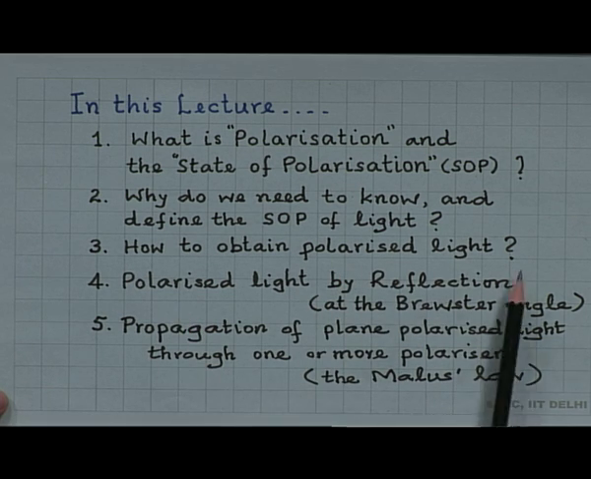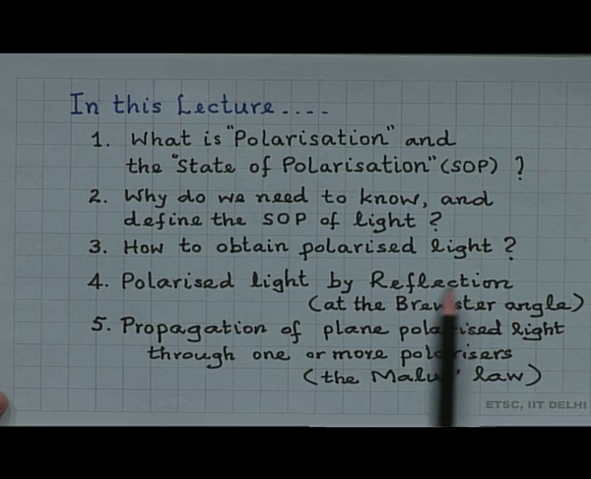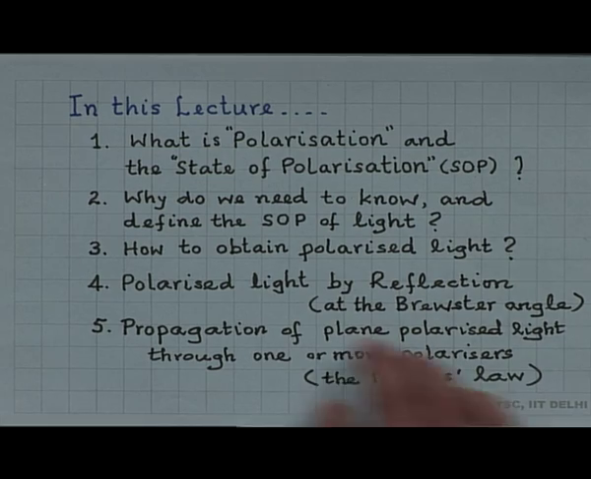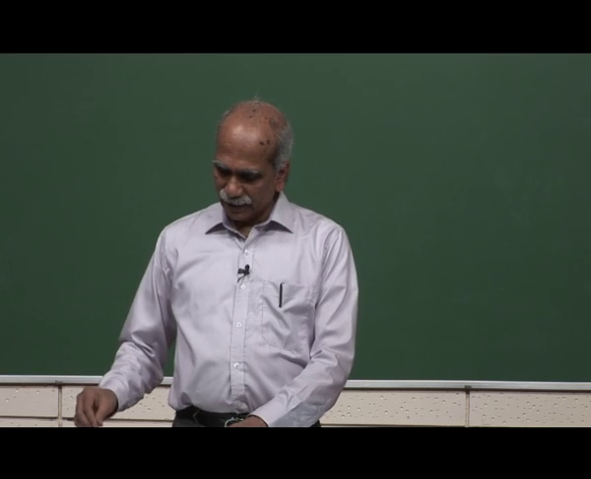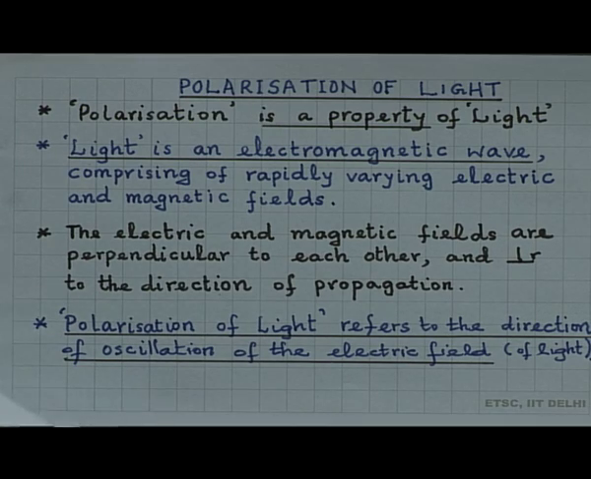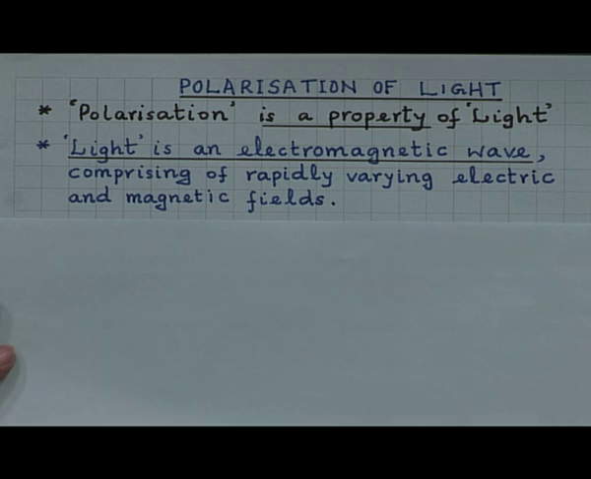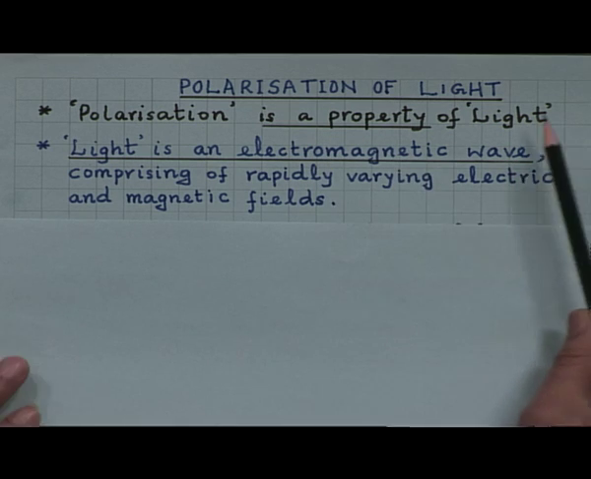Polarized light by reflection is one of the techniques, obtaining polarized light by reflection at the Brewster angle, and then we will discuss propagation of plane polarized light through one or more polarizers. So, first let us look at polarization of light. Polarization of light is a property of light. It is an important property of light.